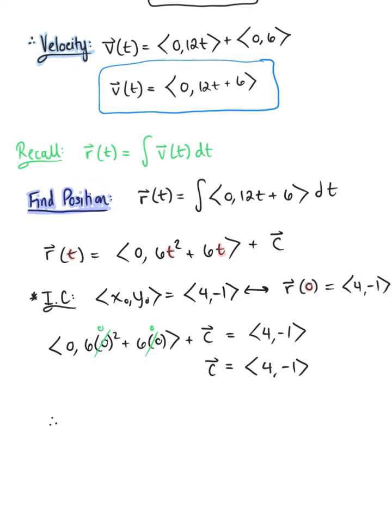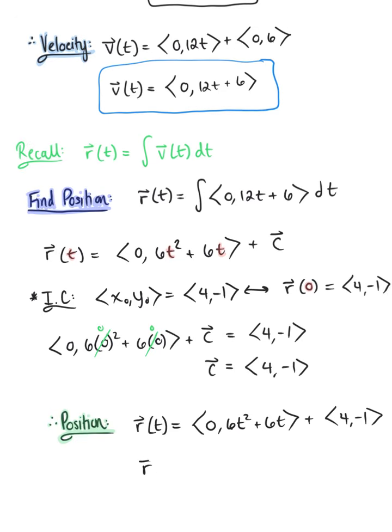So therefore, our beautiful final answer for the position vector is vector r of t, and this is equal to our general antiderivative, which we found to be 0, 6t squared plus 6t, plus the initial condition 4, -1. And of course, we want to simplify this, combining up our like terms. We are left with the position vector, vector r of t, and we have 0 plus 4 is 4. And then we have 6t squared plus 6t minus 1. And so there you have it. This is our beautiful final answer.